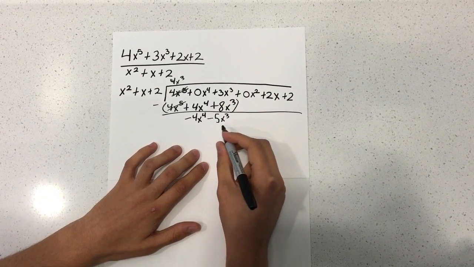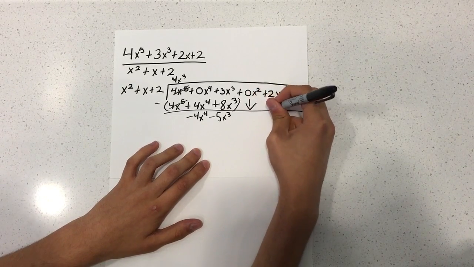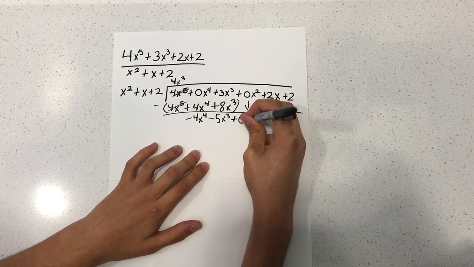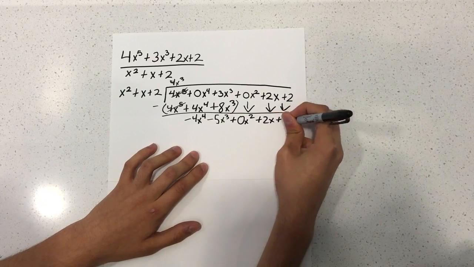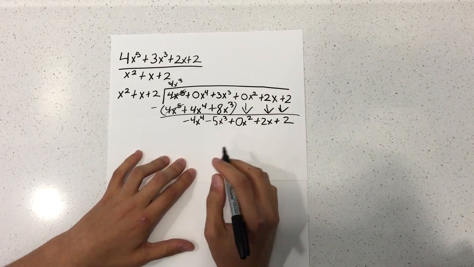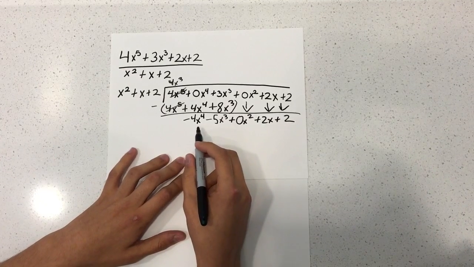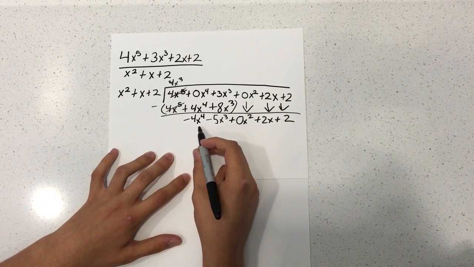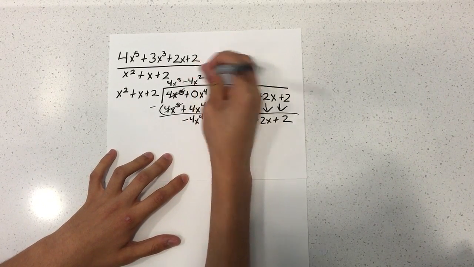Once we've done this subtraction, we bring down the other terms. Now we repeat what we did for the beginning. We look at the negative 4x^4 and determine what we multiply the denominator by to get negative 4x^4. That number is negative 4x^2.